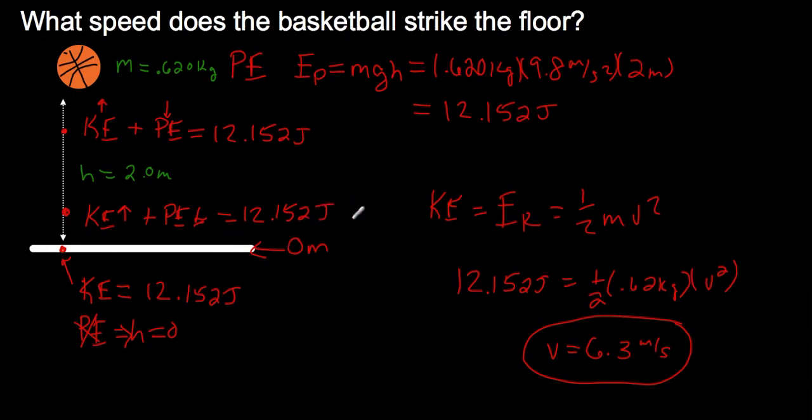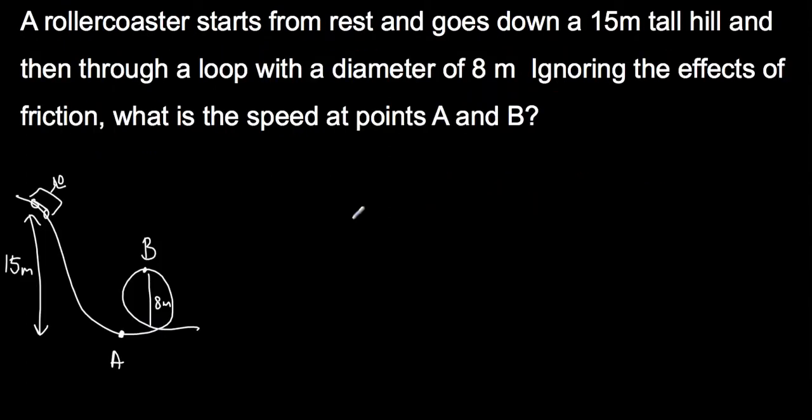Okay. A couple more examples, or one example that's got two parts, is if we took a roller coaster. And we said, all right, this roller coaster is going to start from rest and go down a hill that's 15 meters tall, and then go through a loop with a diameter of 8 meters. If we ignore the effects of friction, what is the speed at point A and at point B? I'll just go over here in red to make these a little more obvious.